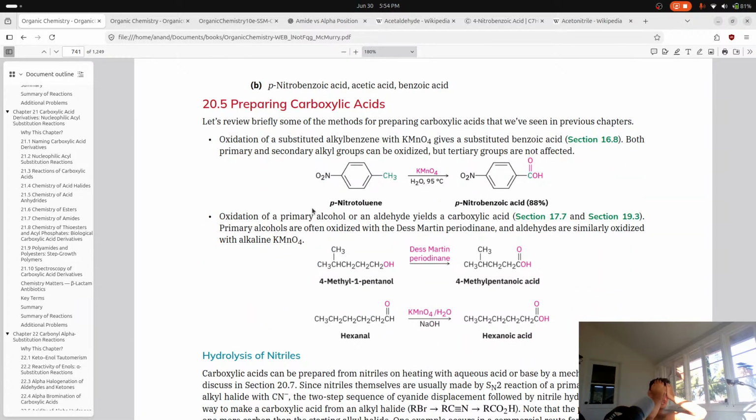All right, here's where it's new. I haven't really done this part yet. Let's briefly review some of the methods for preparing carboxylic acids that we've seen in previous chapters. Oxidation of a substituted alkyl benzene with potassium permanganate gives a substituted benzoic acid. I don't remember that. That's pretty interesting. Both primary and secondary alkyl groups can be oxidized with tertiary.